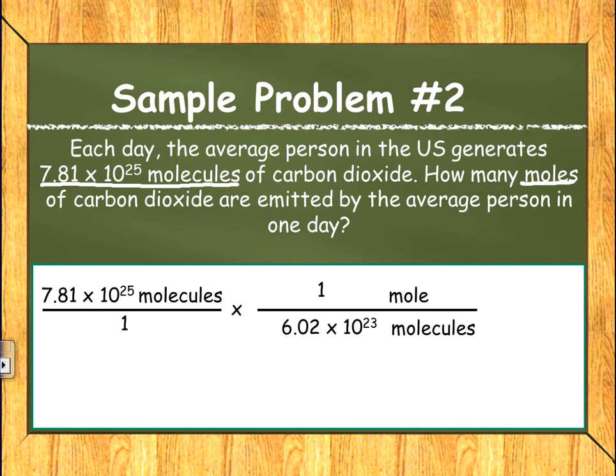Because we need to cancel out the molecules. If you don't have the molecules at the bottom, and it's at the top, these units will not cancel out. You cannot cross multiply. So, you end up cross multiplying.